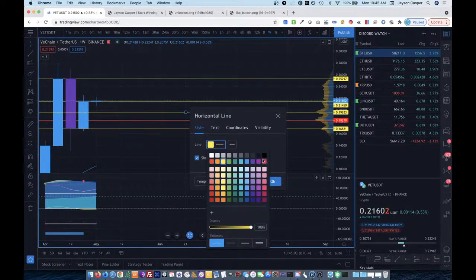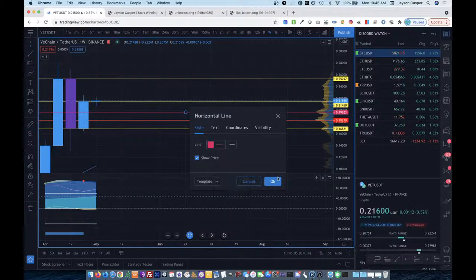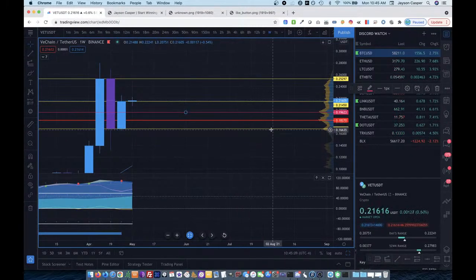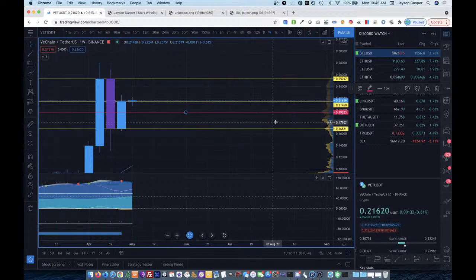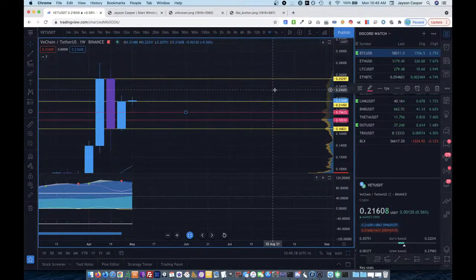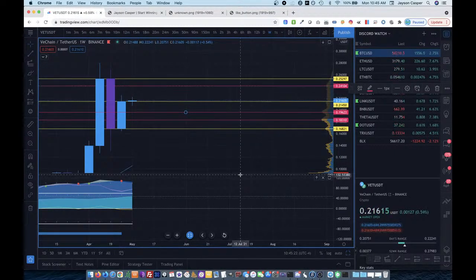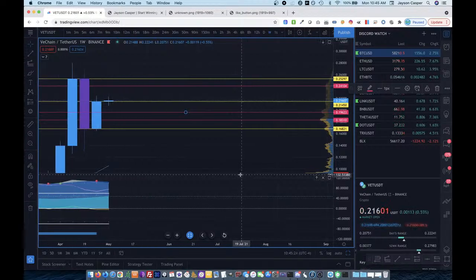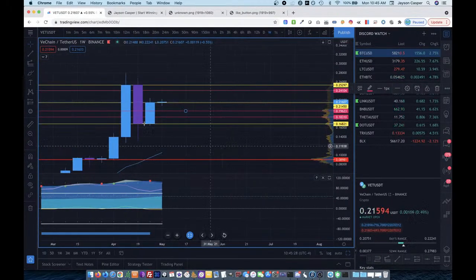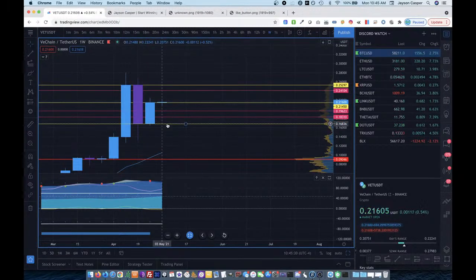Let's make the volume nodes hot pink so that we know they're volume nodes. Look at this, the weekly is also a high volume node down here. And then also right here at 18.5 cents we have another high volume node. And then I would say that we get a spike in volume right here as well. All right, so now we have our weekly support and resistance levels. We have our high volume areas. These are areas that we should be keeping our eyes on, right?